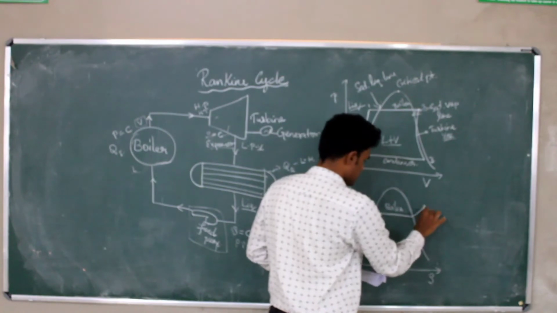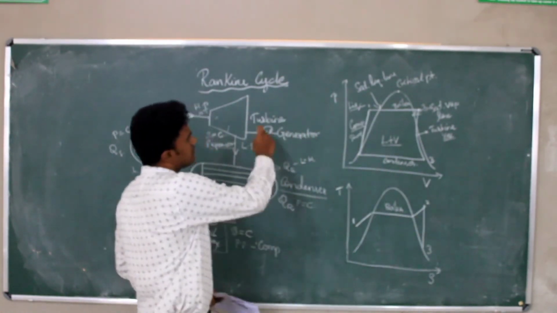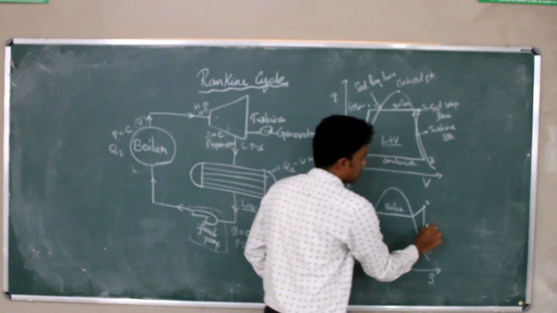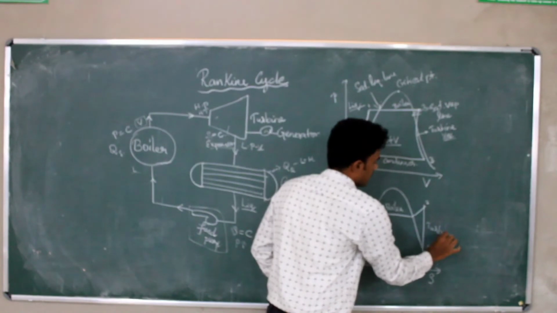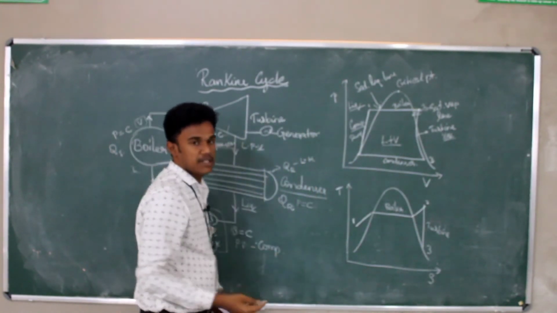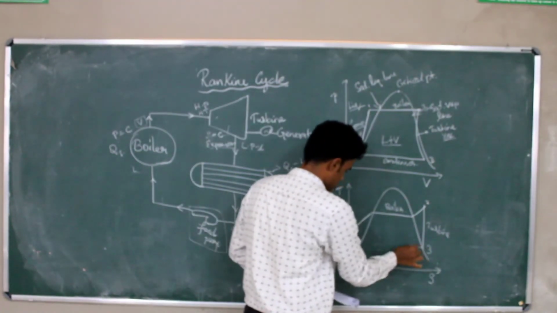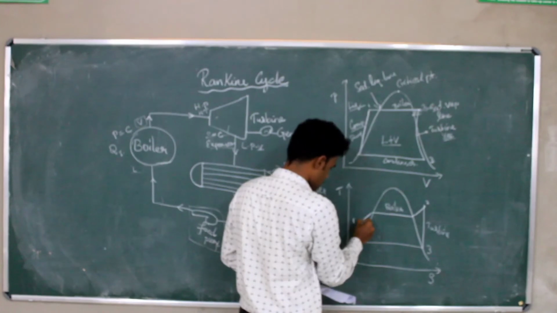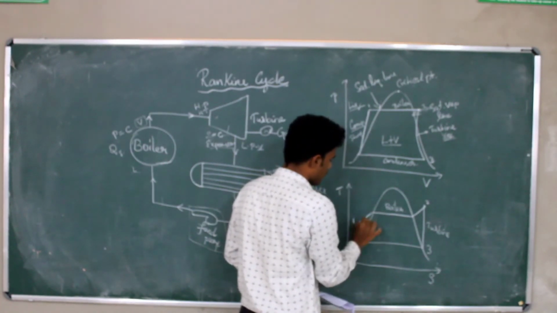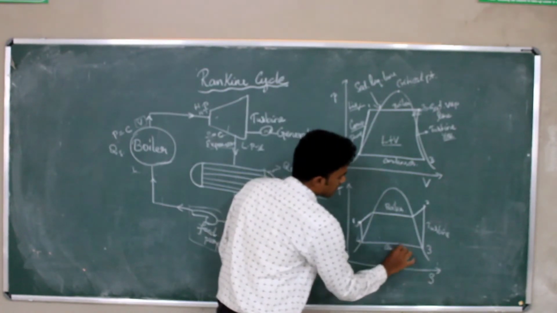Then from here to this, 2 to 3. The second process is in the turbine, which is the isentropic expansion. This is the process occurring in the turbine. Then the third one is in the condenser, where at constant pressure the heat is rejected. So 3 to 4 is from here to here. Finally, this is the process occurring in the condenser.